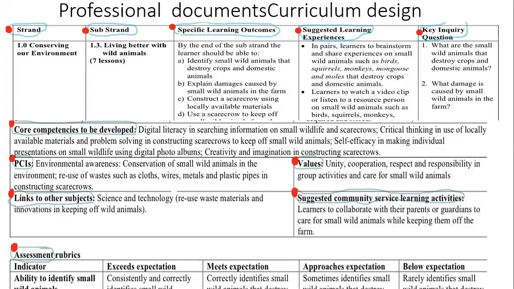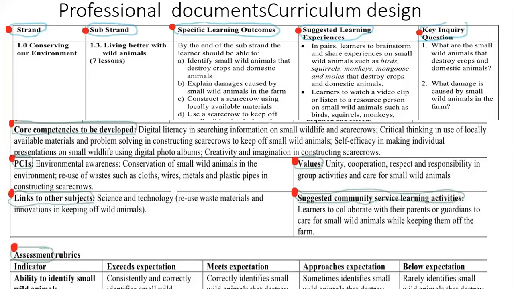It has all those features. Then it has another feature that all of us are now comfortable with, I suppose: the core competencies to be developed. It has the PCIs, pertinent and contemporary issues. It has the values that were listed to us very clearly. So in our teaching of agriculture, those values need to be imparted. Then it has links to other subjects. This is another really admirable thing about the CBC: even as an agriculture teacher, I'm not teaching on my own island. I'm not in my own space.